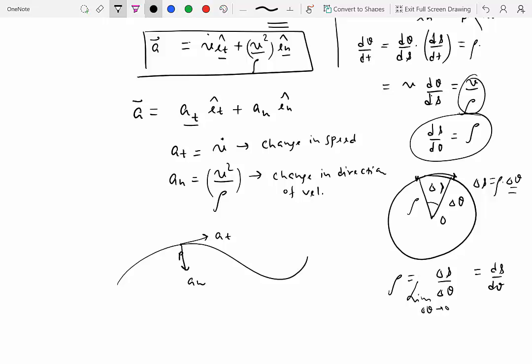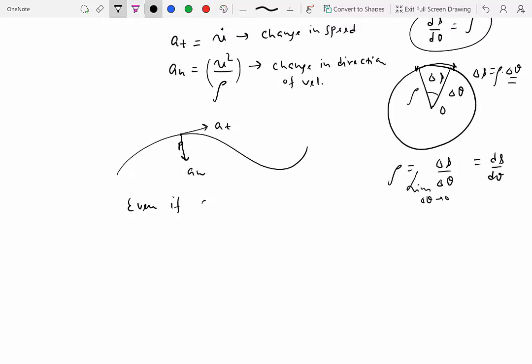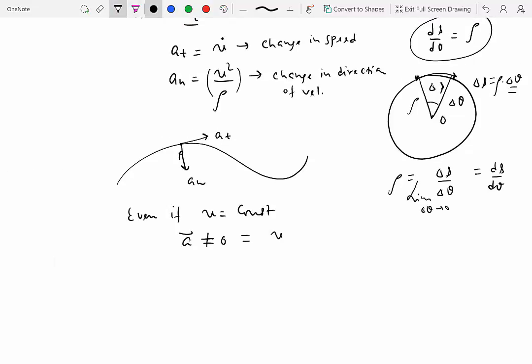Now you can see over here that even if v is constant, which means that speed is constant, acceleration is not going to be entirely zero. Why? Because acceleration is given as v dot et hat plus v squared over rho en hat. v dot would be 0 in this case because v is constant, but v squared over rho en is not 0 unless v is 0. So unless v is 0 or the radius of curvature is infinity, which will happen along a straight line path, the acceleration is not going to be 0.